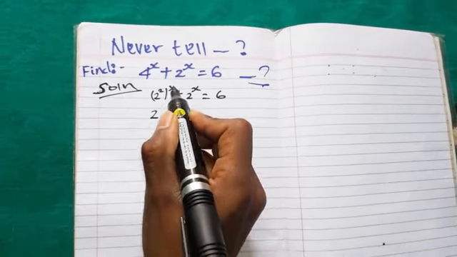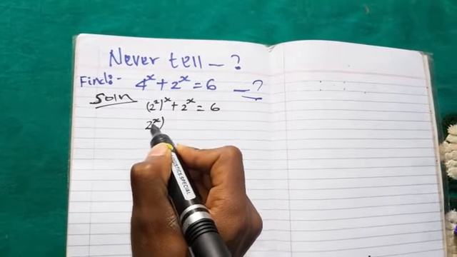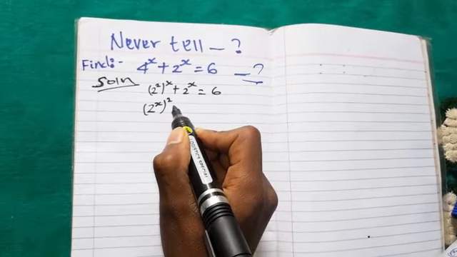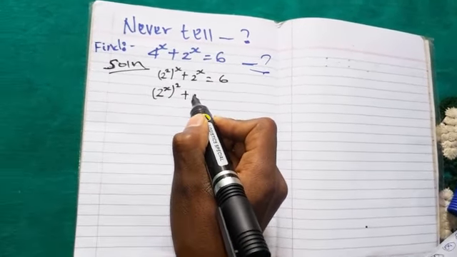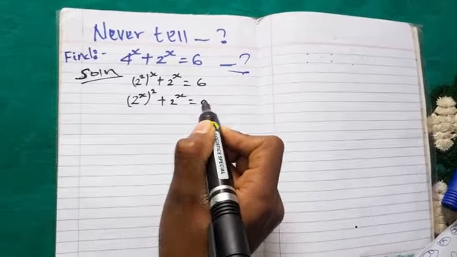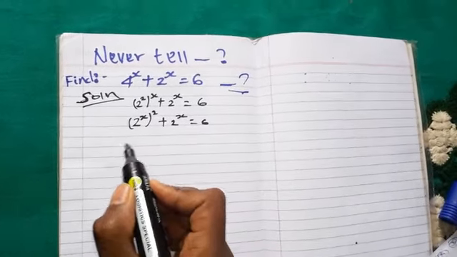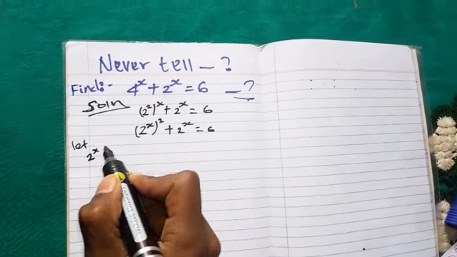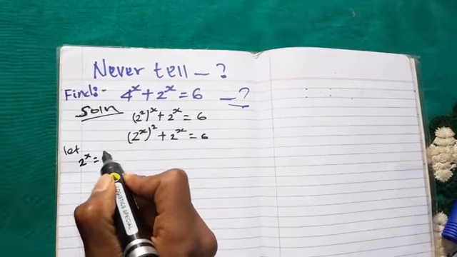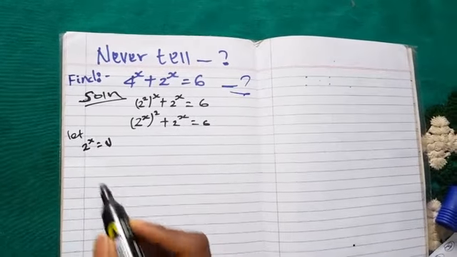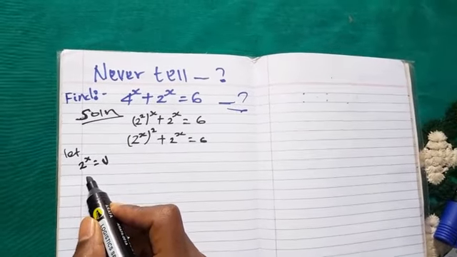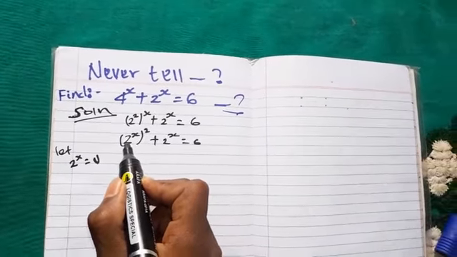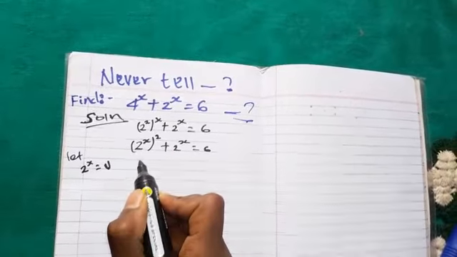Then 2x, rearranged, plus 2 to the power of x is equal to 6. Then let's say 2 to the power of x is equal to u. Let me put u in the place of 2 to the power of x.